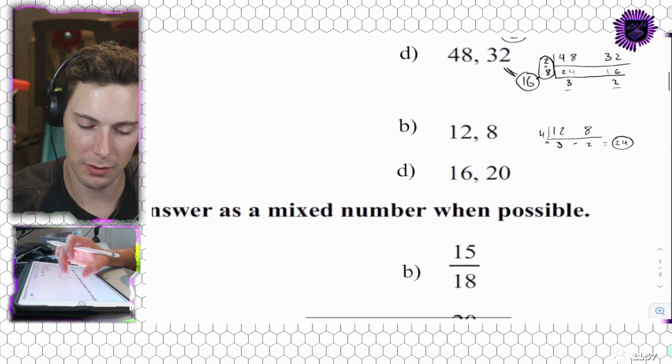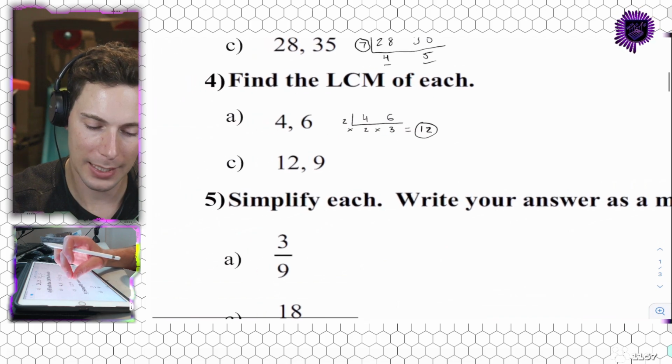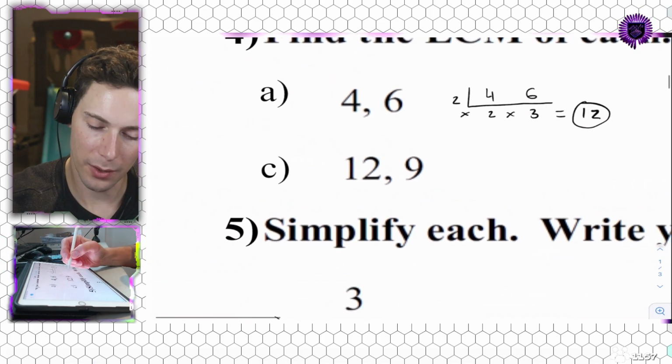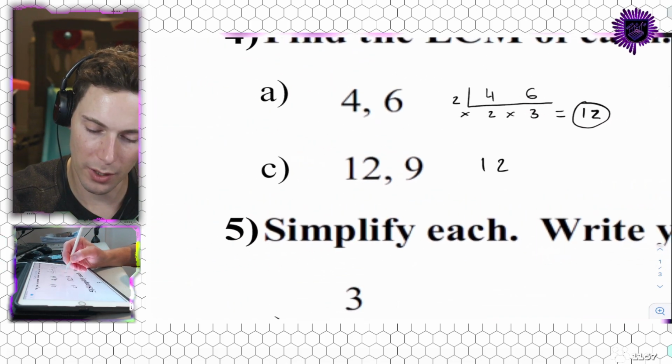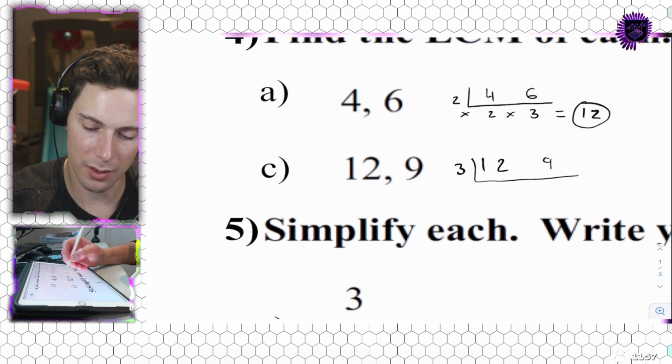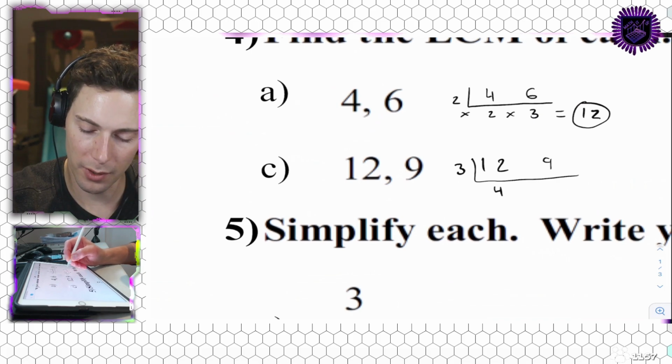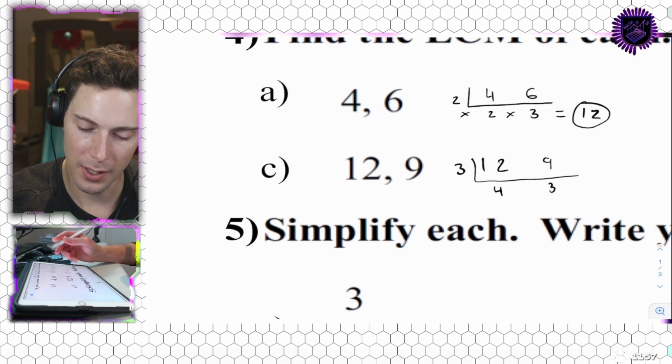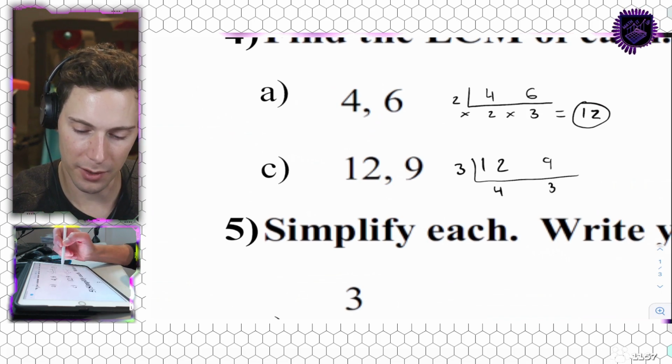LCM 24. 12 and 9. Okay, so 12 and 9. Let's show our work here. So I'm going to say 3. 3 is a number that goes into both. And that's going to be 4. And that's going to be 3. Now, this is what I said earlier.